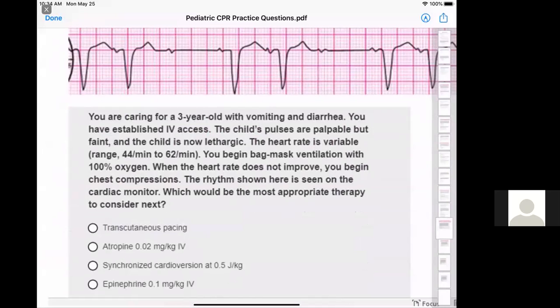Okay, you are caring for a 3-year-old with vomiting and diarrhea. You have established IV access. The child's pulses are palpable but faint. So the child has faint pulses. And the heart rate is variable.